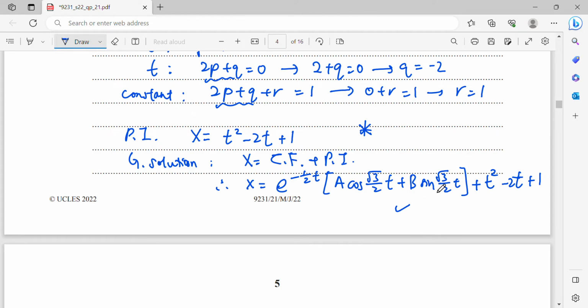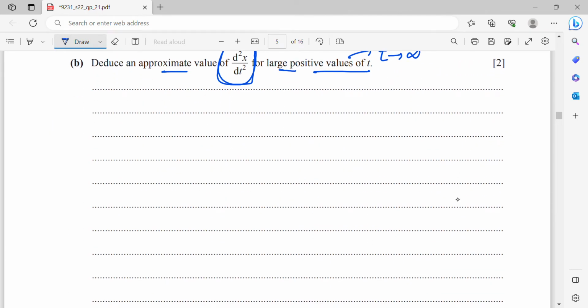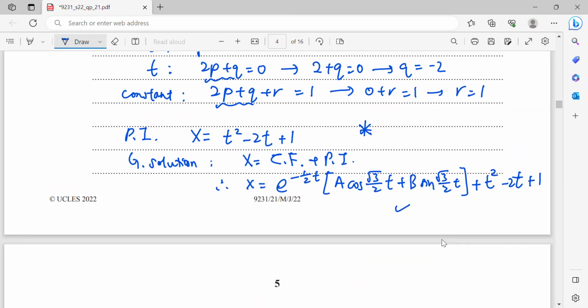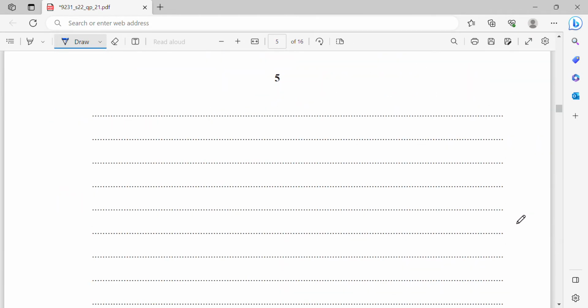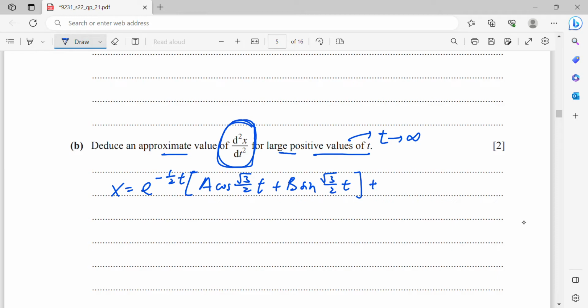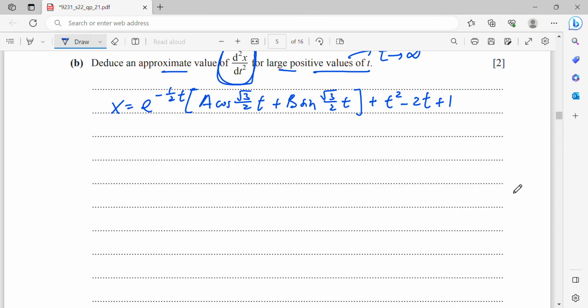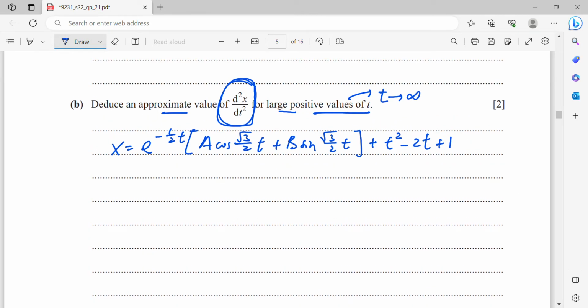Alright, so I'm going to rewrite this x expression. Now my x is e to the negative half t, a cos of root 3 over 2 t plus b sine of root 3 over 2 t, plus t squared minus 2t plus 1. Alright, so now we need to differentiate two times to get d squared x over dt squared.